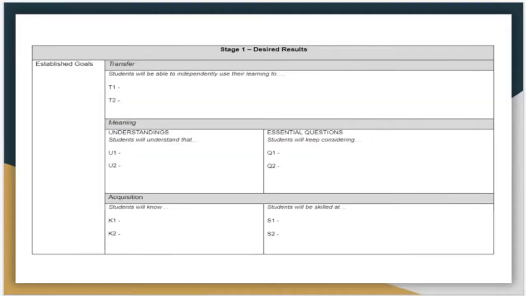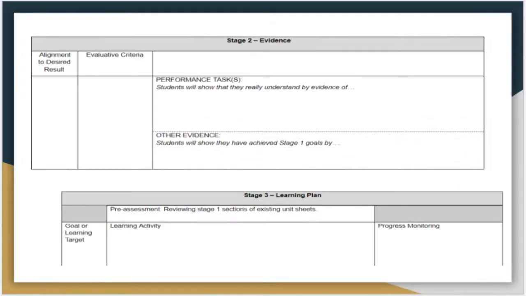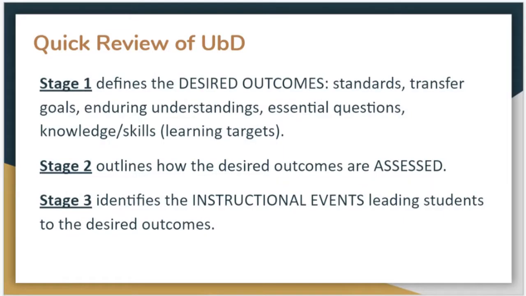The next step includes completing individual unit plans for each course, which consists of 3 stages. Stage 1 defines the desired outcomes for the unit. This stage includes standards, transfer goals, enduring understandings, essential questions, and both knowledge and skill objectives. Stage 2 outlines how the desired outcomes are assessed, noting both traditional and project-based assessments. Stage 3 identifies the instructional events leading students to the desired outcomes.